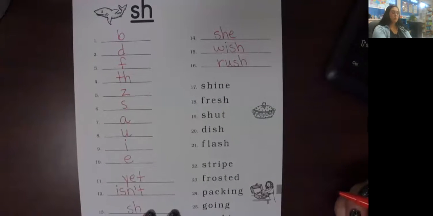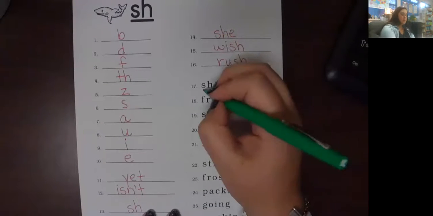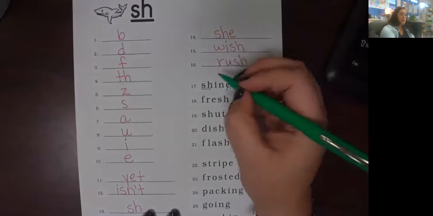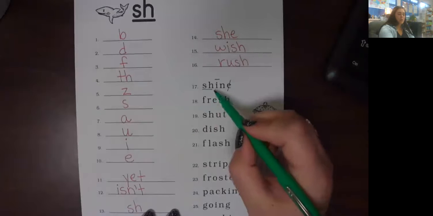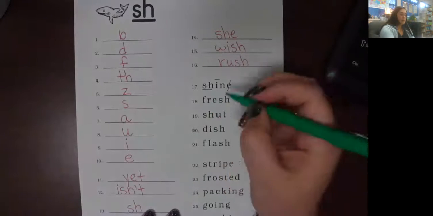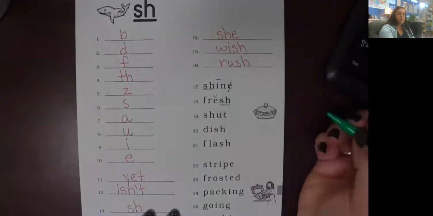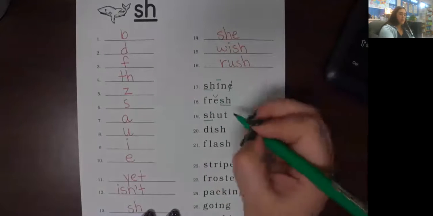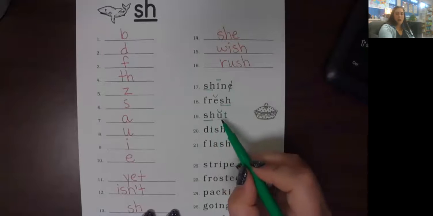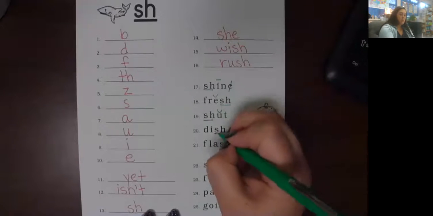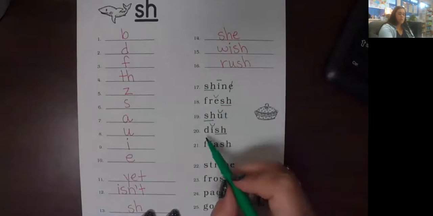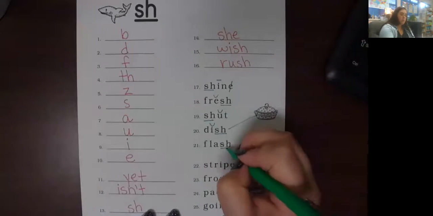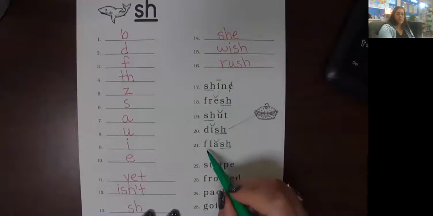Okay, now we're going to code these words. Digraph SH, and then we have I, consonant E, cross out the sneaky E, and the I gets a macron. Shine, shine. Next one, we have digraph SH, and the E gets abbreviated. Fresh, fresh. Next one, digraph SH, and the U gets abbreviated. Shut, shut. Next one, we have digraph SH, and the I gets abbreviated. Dish, dish. There's our picture. And the last one, digraph SH, and the A gets abbreviated.